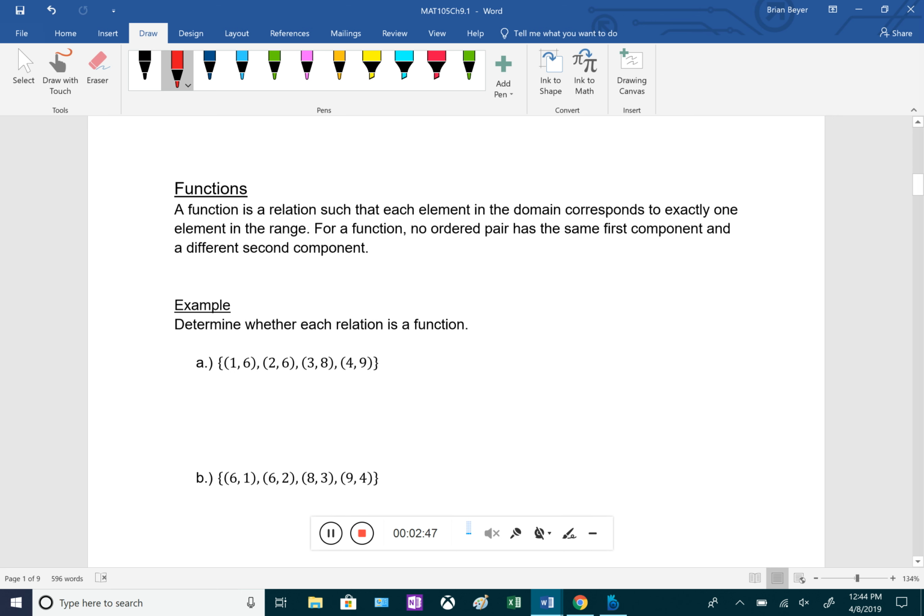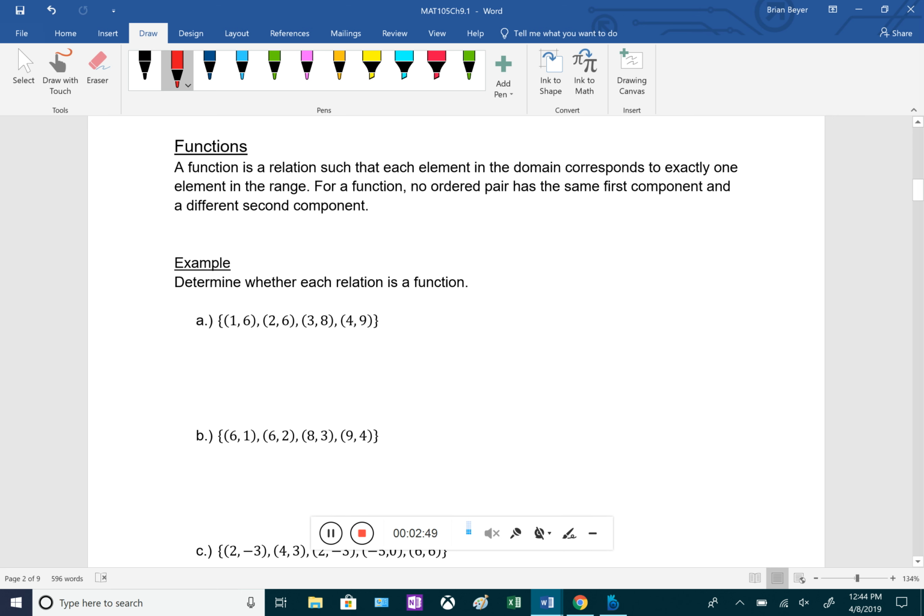So expanding on that definition of relation, we have functions. A function is a relation such that each element from the domain corresponds to only one element in the range. What that means is that no ordered pair can have the same first component with a different second component. So each x value can only go to one y value.